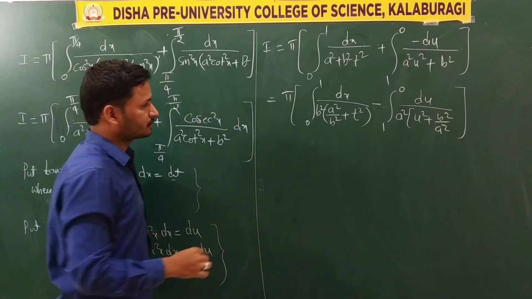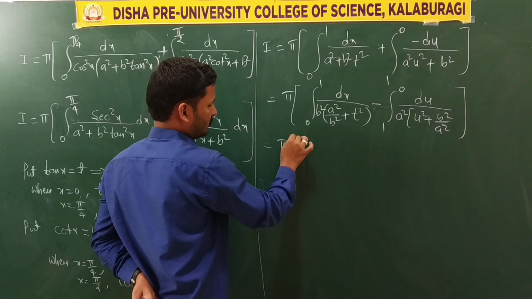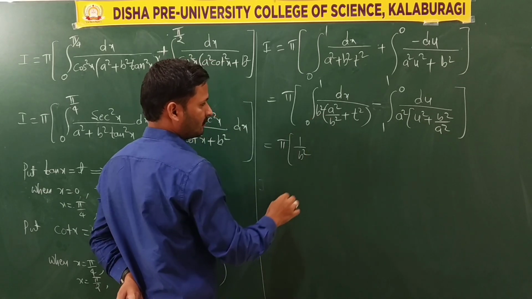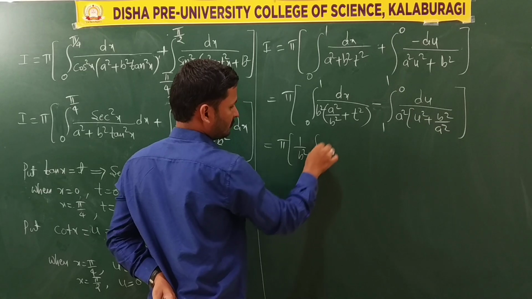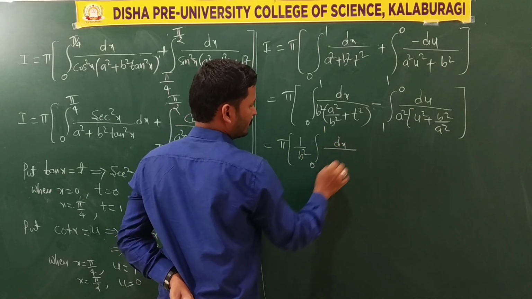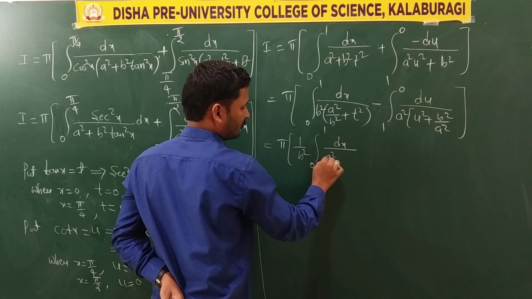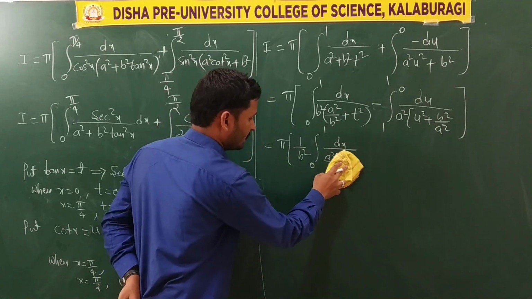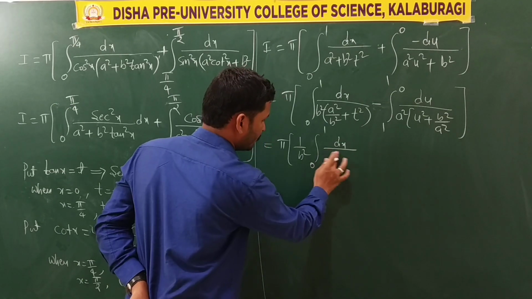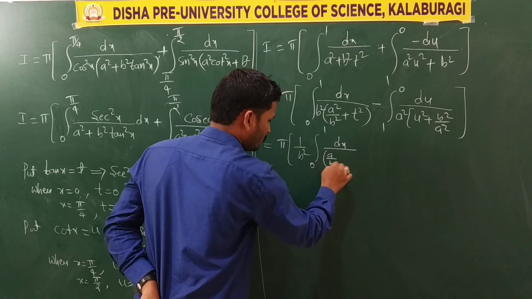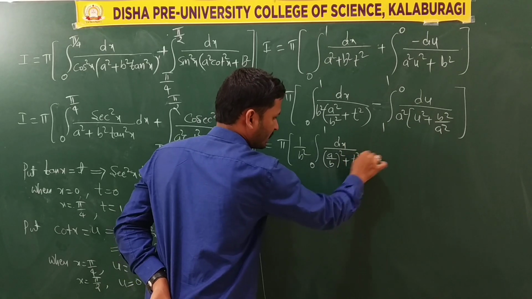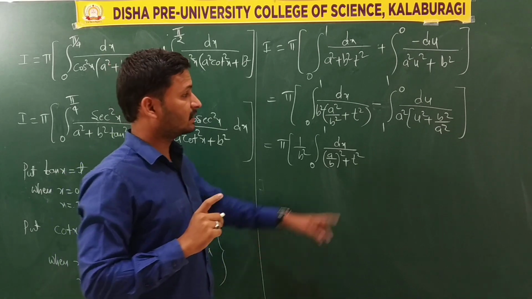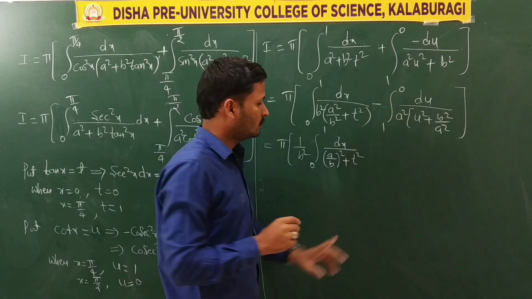Now pi, and b square is a constant term, so take it out of the integral. Now integration from 0 to 1 of dt divided by a square by b square plus t square, where a square by b square can be written as a by b whole square. So a by b whole square plus t square. Here minus, integration from 1 to 0.